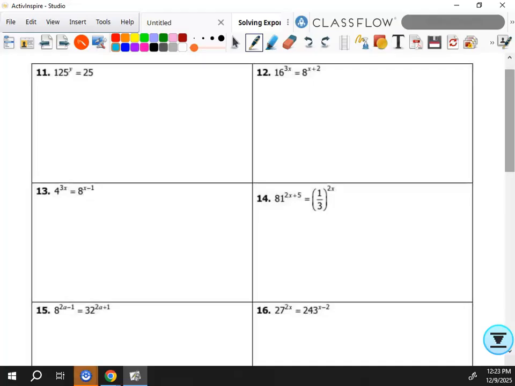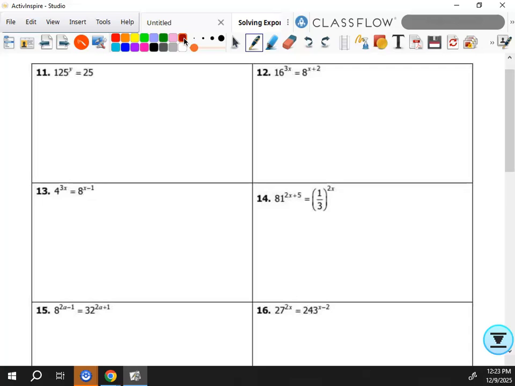So on 12, bases are not the same. 8 is the smallest base. Can I change 16 into 8 to some power? No. I do know that 16 is 4 squared. Can I change 8 to 4 to some power? No. Okay, so what's another option I have?